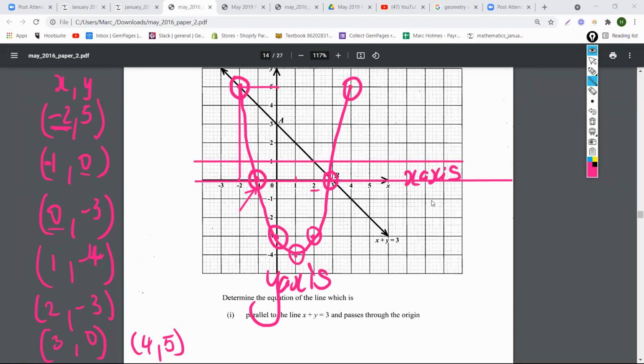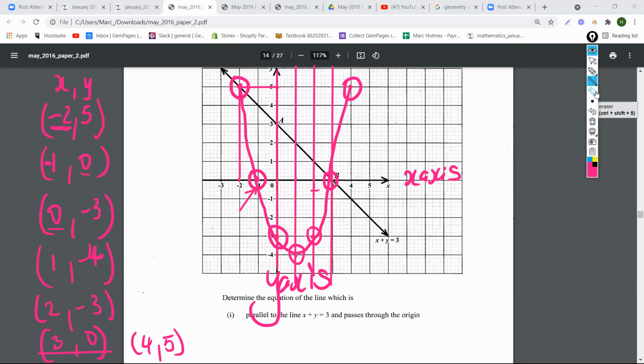Sorry, that's y. Let me start from the top. Let me repeat what I was saying. This is where x is equal to 0, guys, this vertical line. This is where x is equal to 1, this vertical line. This is where x is equal to 2, this vertical line. This is where x is equal to 3. So for this one over here, where x is equal to 3, y is equal to 0.